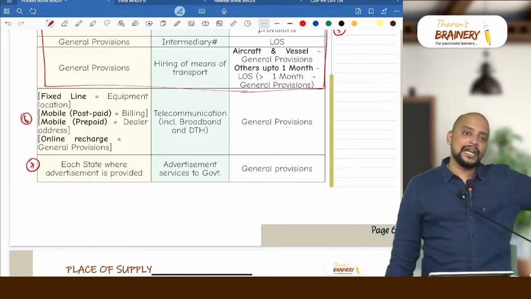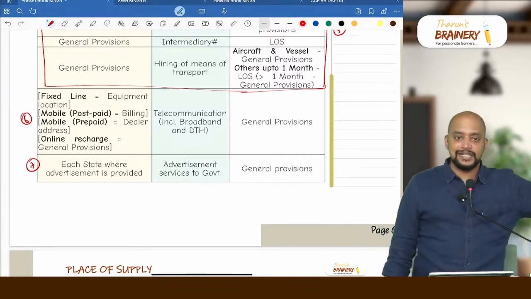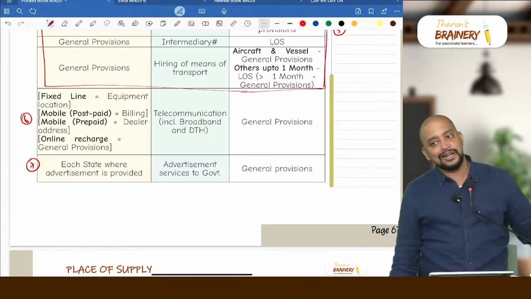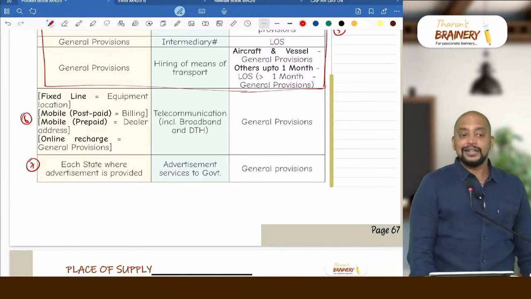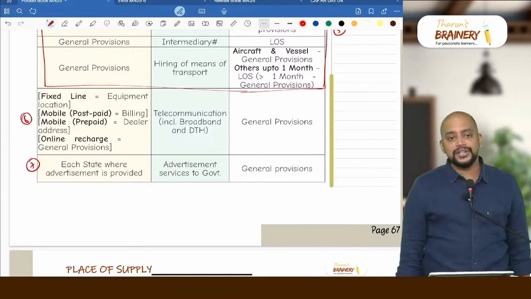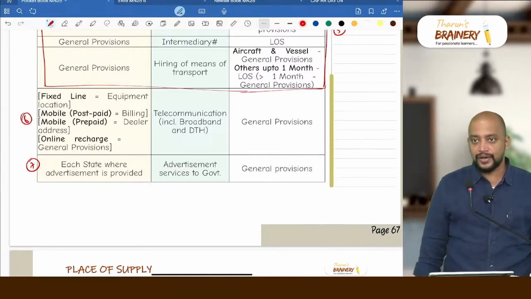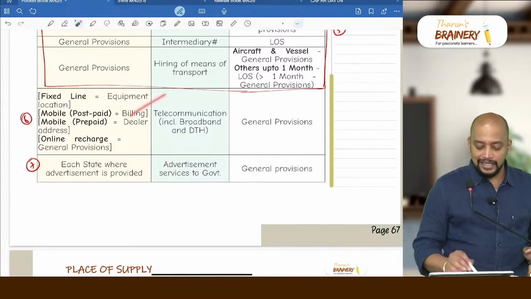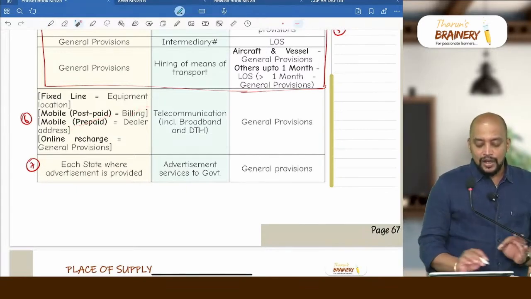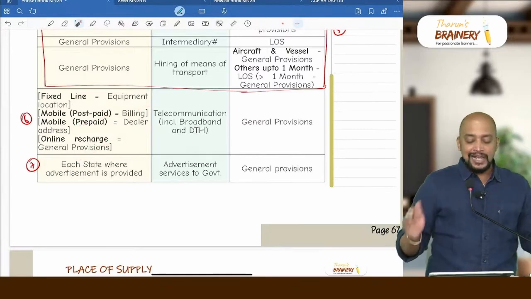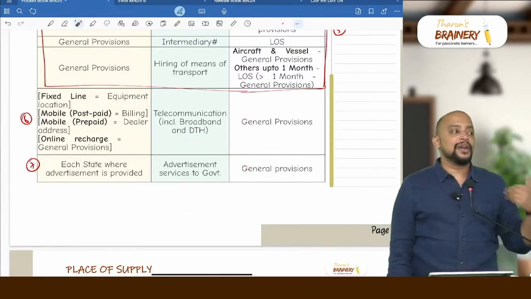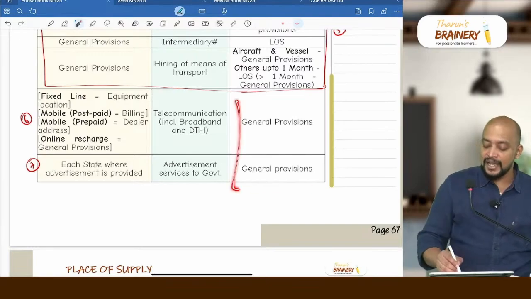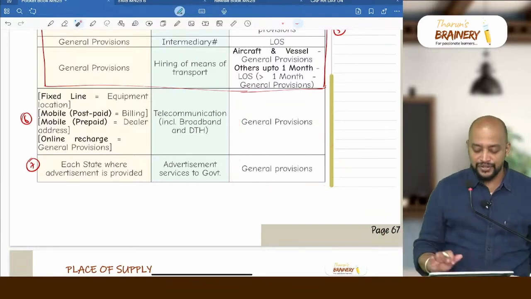First you need to see fixed line. Fixed line means the location where it is installed. If it is mobile postpaid, billing address; mobile prepaid, dealer address; and online recharge will be general provisions. Then advertisement service to government: each state where the advertisement is provided will be taken as place of supply. In the context of section 13, we don't have any provisions in this place.